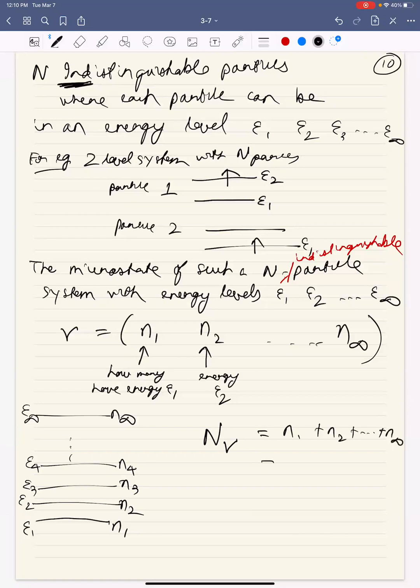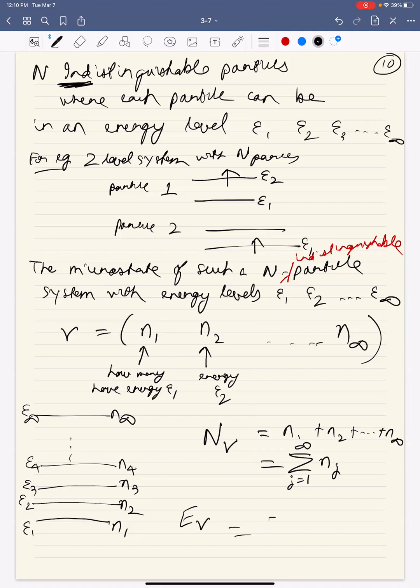Let's write it down a bit more elegantly. We are not talking about microstates now, we are talking about energy levels, right? So we go from energy level 1 to infinity and count small nj in that, okay? This was easy. Now let me ask you, how about the energy of a given microstate? What would that be?